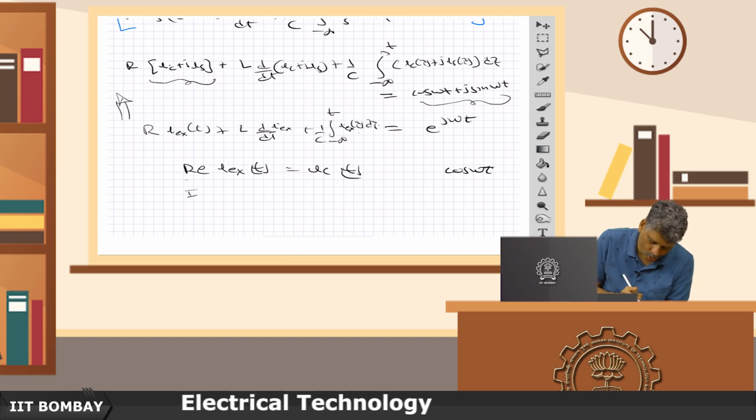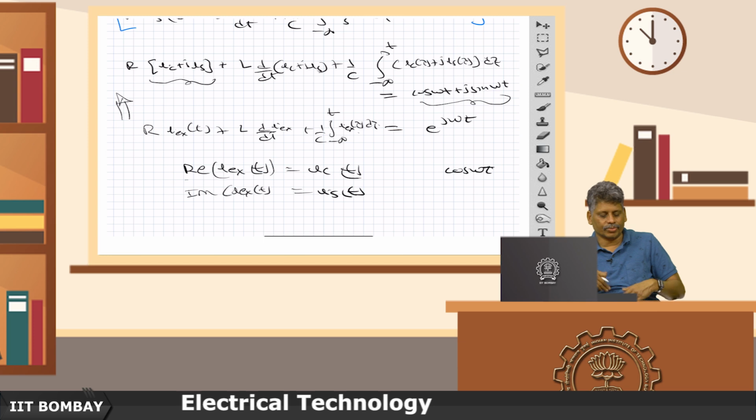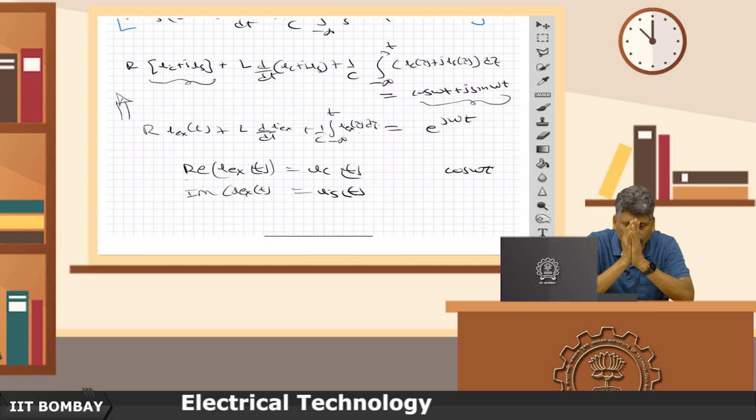If your excitation function was sine of omega t, then because that is the imaginary part of this, just look at the imaginary part of the response and you will get the response for the sine excitation function. So, if the response to complex exponentials is easier to manipulate, then responses to cos and sine will be much easier.